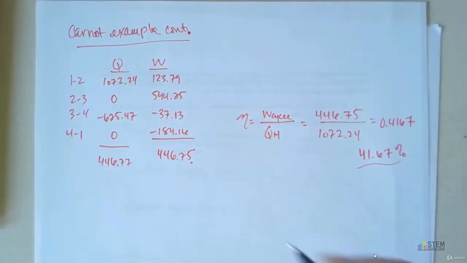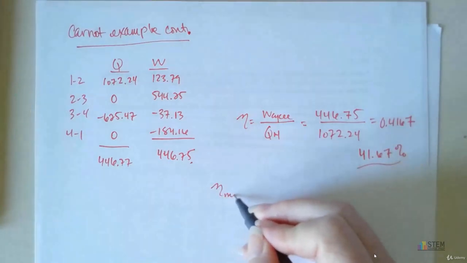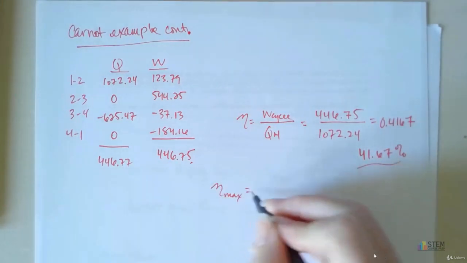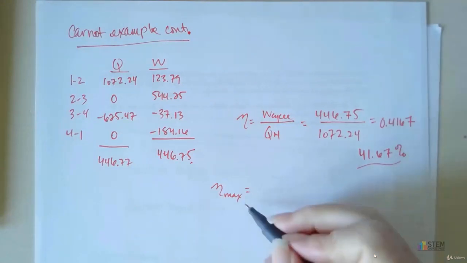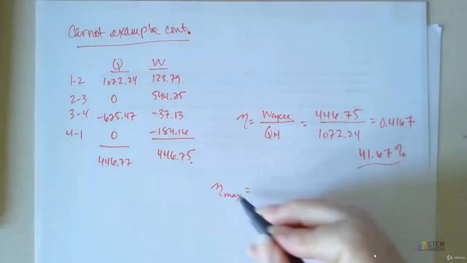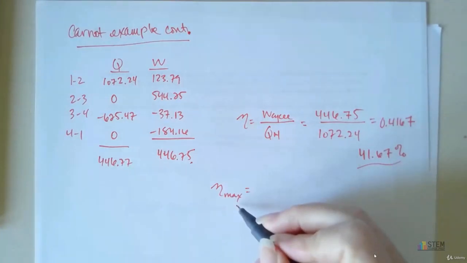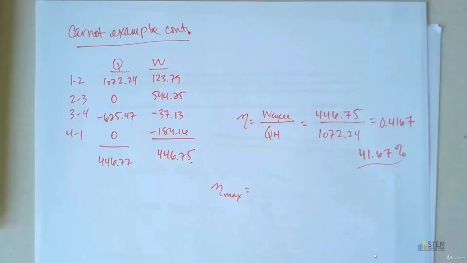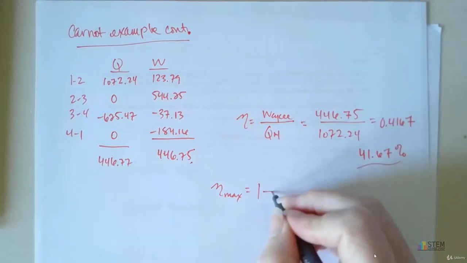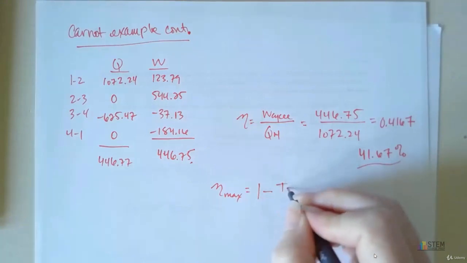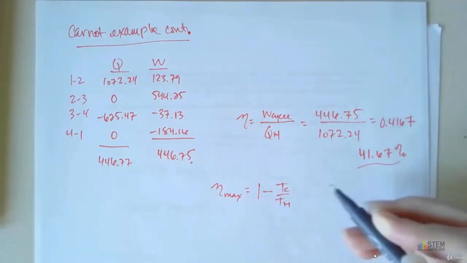The other way is to use the max equation. Can you think about why we can do that? We can do that because the Carnot cycle is a reversible cycle, right? Remember, reversible is like ideal. So the max efficiency would be found using reversible processes. So here we can use this equation, and if you look back in your notes, it is 1 minus Tc over Th.